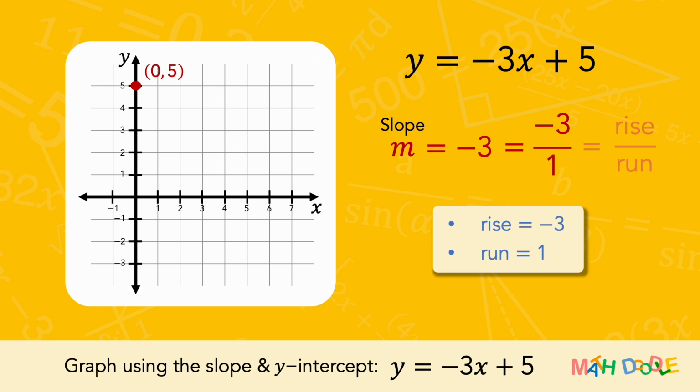Now, let's count the rise and run in a coordinate system, starting at the y-intercept. Down 3 units, and then right 1 unit. Then, let's draw a line through these points and put arrows on both ends of the line. And this is the line of y equals -3x plus 5.